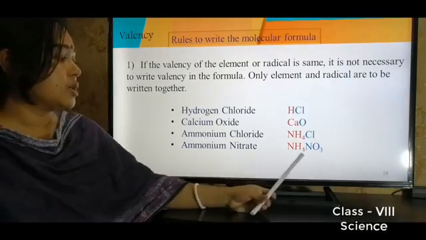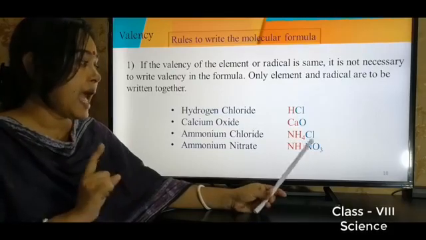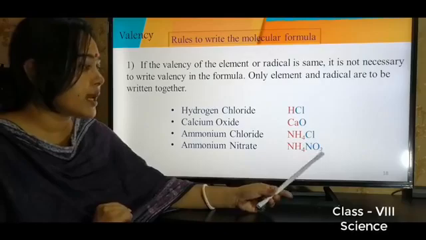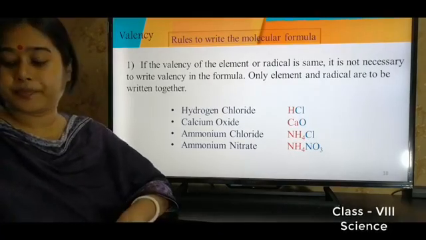Ammonium nitrate. We know the valency of ammonium is 1, and the valency of nitrate is also 1. That's why we didn't write the valency in this formula of ammonium nitrate as well. Okay.